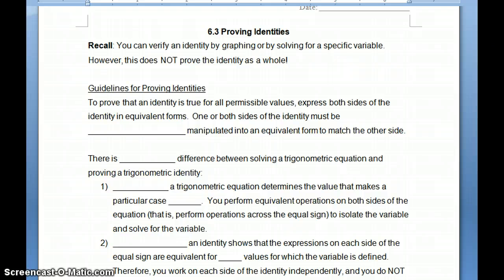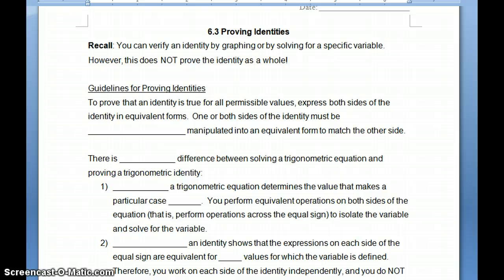So before, in sections 6.1 and 6.2, we did a lot of verifying. We did it by graphing, and we also did it by proving it for a specific point. Just remember that verifying and proving are not the same thing. By verifying, you're only doing specific cases, or for the graphing, it's not absolute, it's not certain. So this is not how you prove an identity. That's just verifying it. To actually prove it, we're going to go through a couple of guidelines, and we're going to compare how to prove to solving.